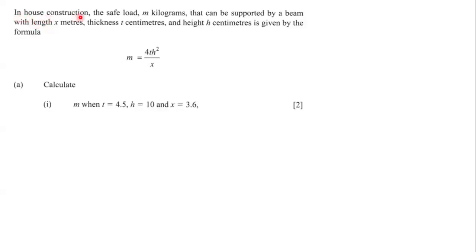In house construction, the safe load M kilograms that can be supported by a beam with length X meters, thickness T centimeters, and height H centimeters is given by the formula M is equal to 4TH squared all over X. Calculate M when T is equal to 4.5, H is equal to 10, and X is equal to 3.6.